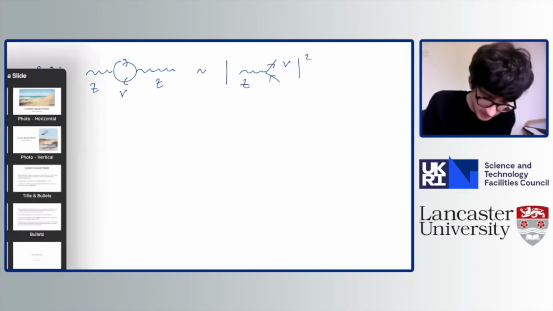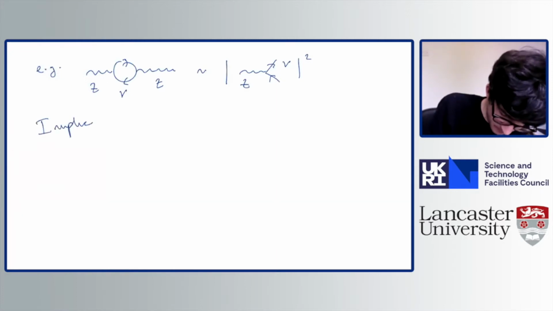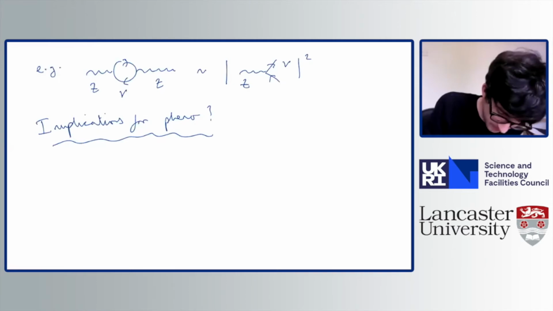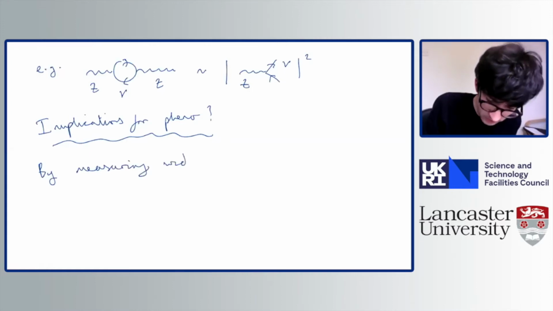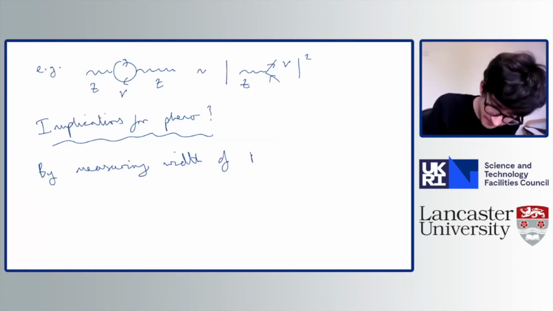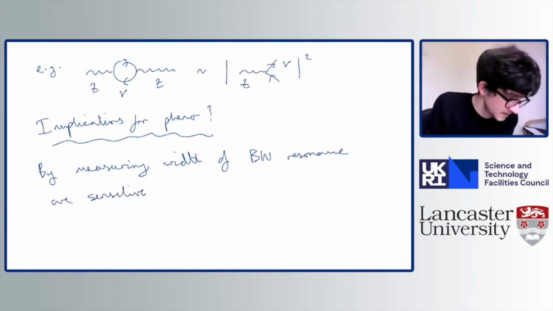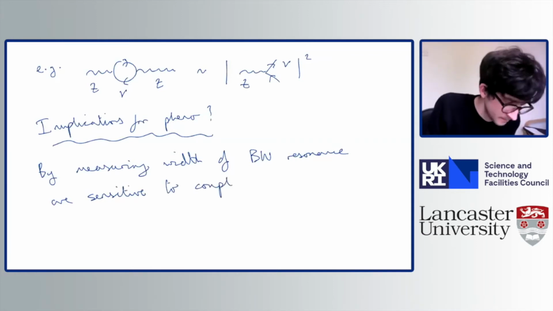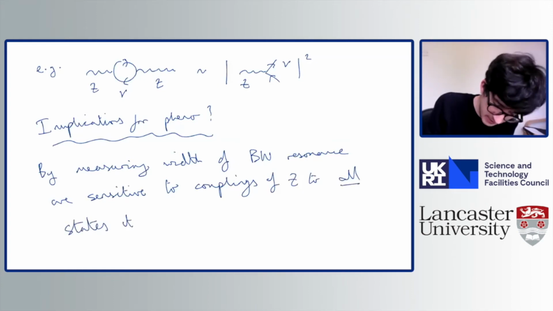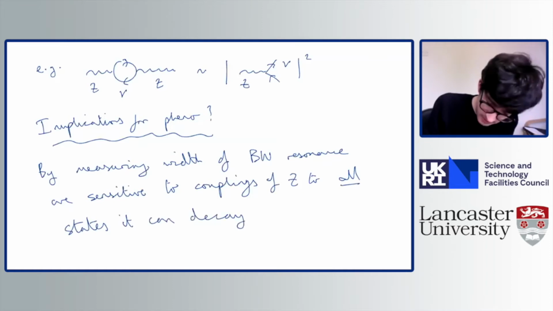So what are the implications for pheno here? Actually, let me put it here. Well, by measuring the actual physical width of the Breit-Wigner as it decays to leptons, for example, as it does at LEP, you're sensitive, as it did at LEP, to couplings of Z to all states it can decay to. So it's really one example of many of this idea.